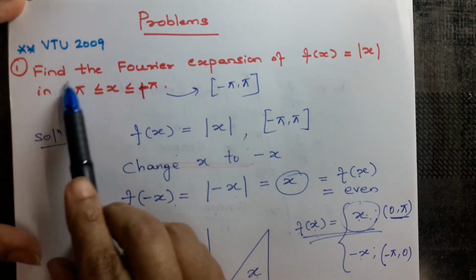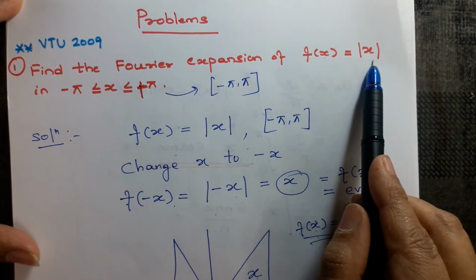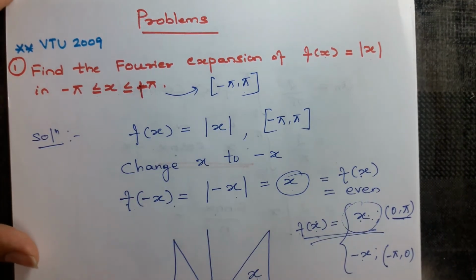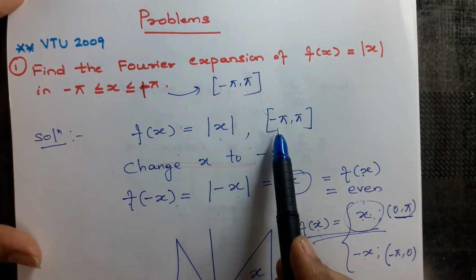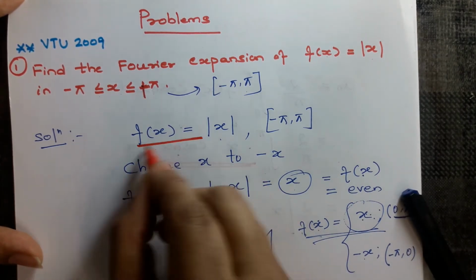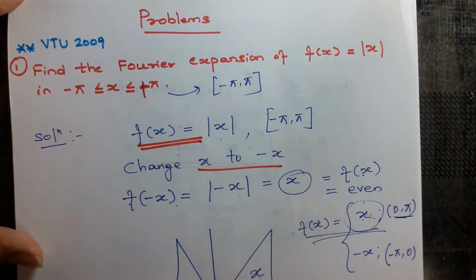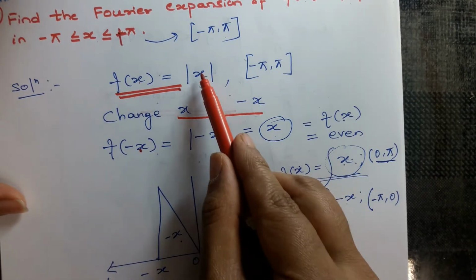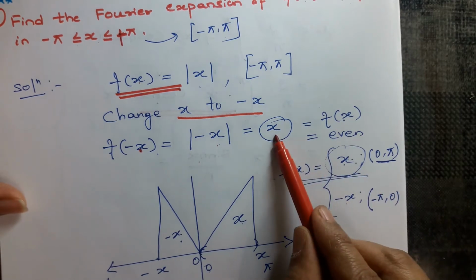The question is, find the Fourier series expansion of the function f of x is equal to modulus of x in the interval minus pi to plus pi. Okay. So I'll take f of x is equal to modulus of x. The interval is minus pi comma plus pi. So first what do we do? We will check whether this function is an even function or odd function. So what is the procedure? Change x to minus x. So f of minus x, wherever x comes I'll change it to minus x. Modulus of minus x is equal to modulus of x itself.